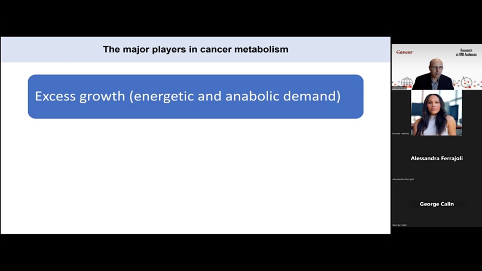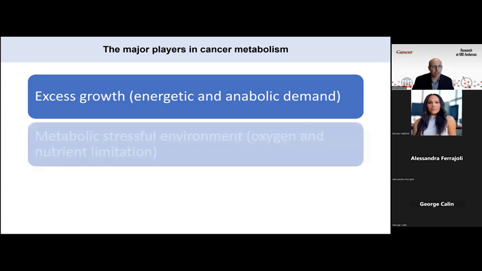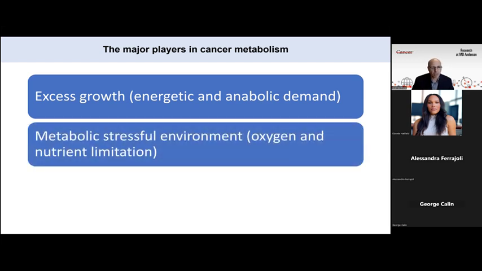At the same time, almost by definition, cancer cells are positioned in a metabolically stressful environment. We know very well about oxygen limitation and the response to oxygen limitation, but the reality is that it's not just oxygen that tumors are limited with. There's also a problem with nutrient availability in general, and particularly those that diffuse less well, like lipids. That's something I'm going to touch upon today in my talk.